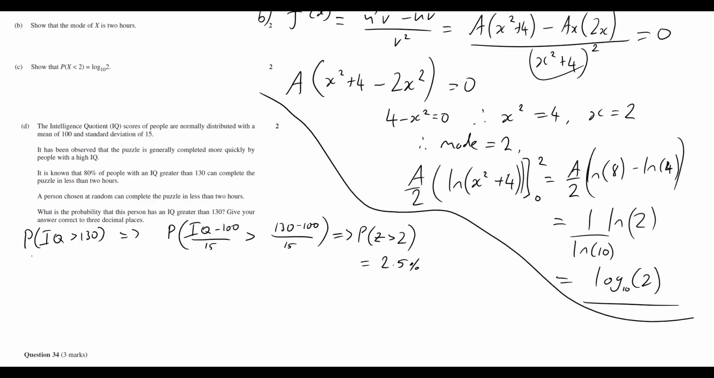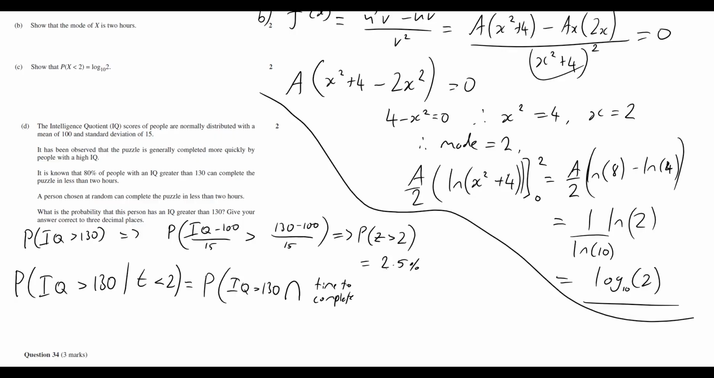Okay, so now what we need to look for is the probability given that they solve it in less than 2 hours. What is now the probability that their IQ is greater than 130? So what that looks like is the probability of IQ greater than 130 given that t is less than 2. Well, that's going to be equal to the probability of the IQ being greater than 130, intersect with the time to complete being less than 2 hours, since that's also been given to us, and now divide that through by the probability that the time to complete is less than 2 hours.